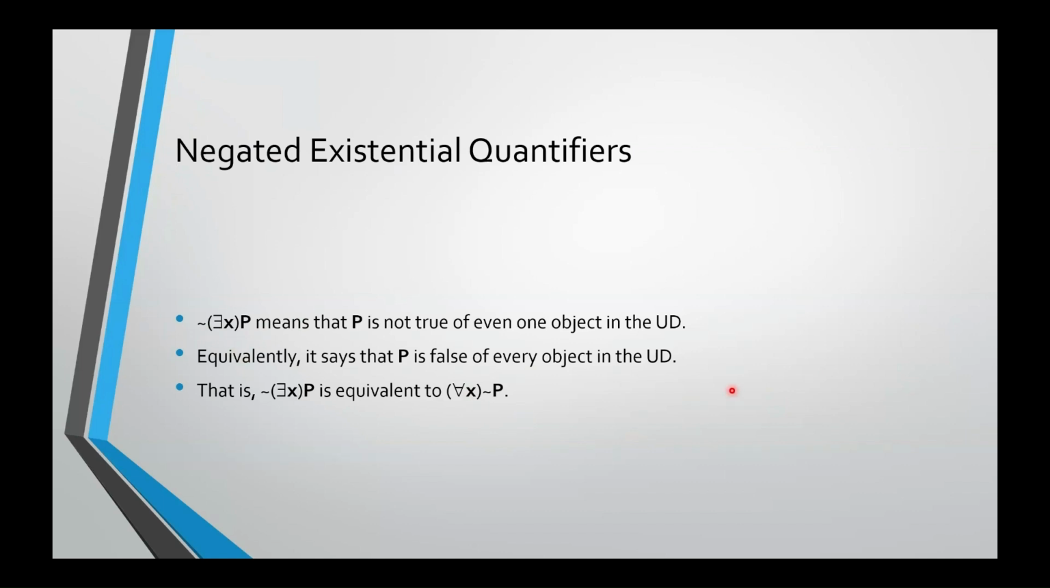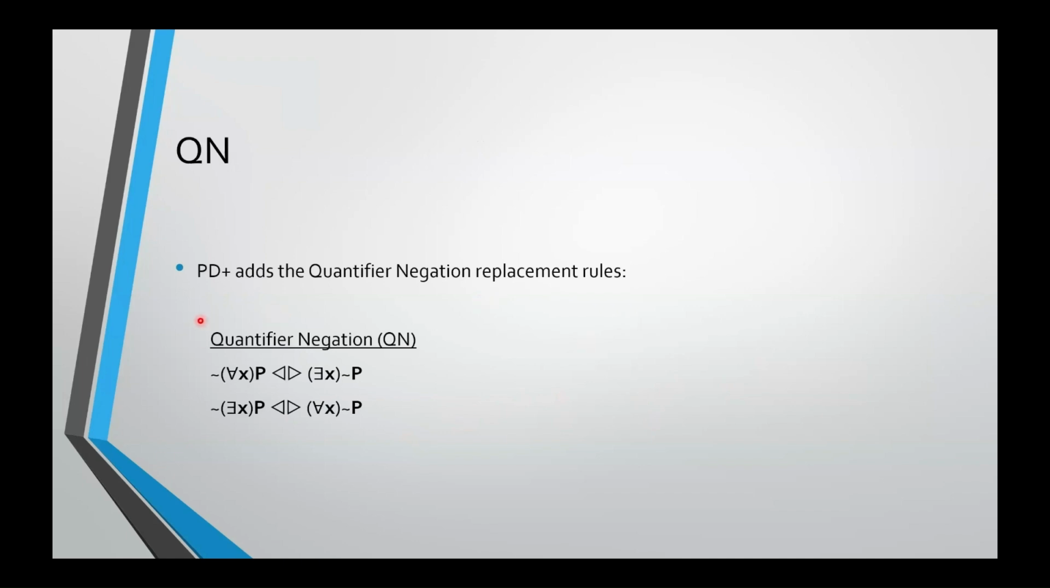So PD plus is an extension of PD that includes the quantifier negation rules, which are basically just these rules here. They're rules for dealing with negated quantifiers. So you can take sentences like this and turn them into sentences like this that have inference rules that you can apply to them. So these are the quantifier negation rules. If you have a negated universal quantifier, you can turn it into an existential, and vice versa, right? And if you have a negated existential, then you can turn it into a universal, and vice versa.